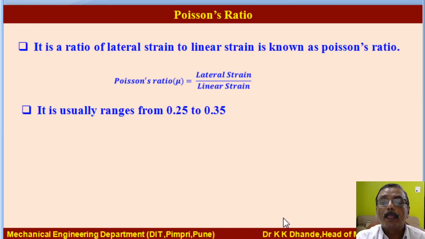Now, Poisson's ratio. Poisson's ratio is the ratio of lateral strain to linear strain, and its value varies from 0.25 to 0.35.